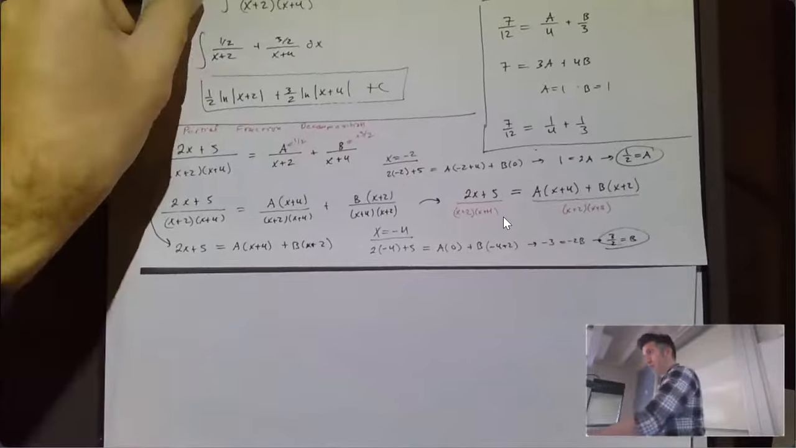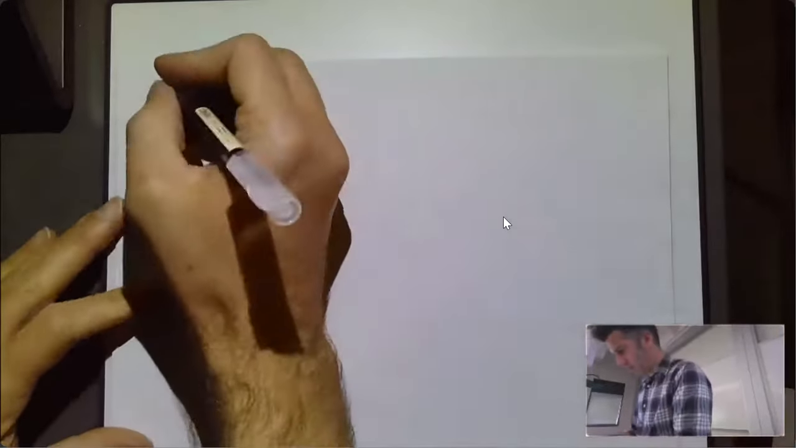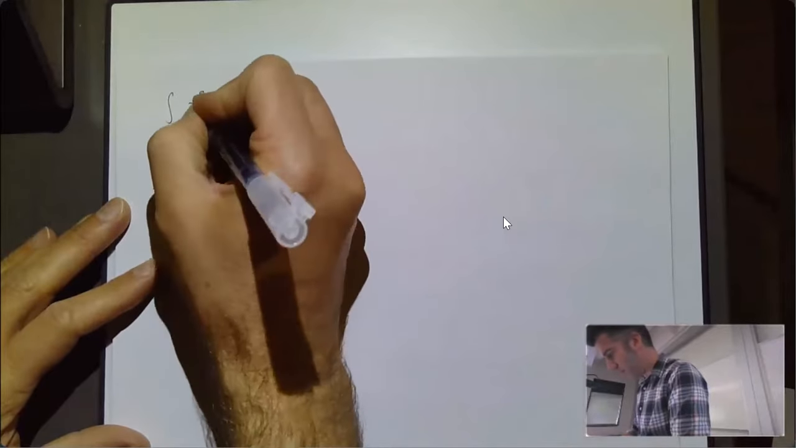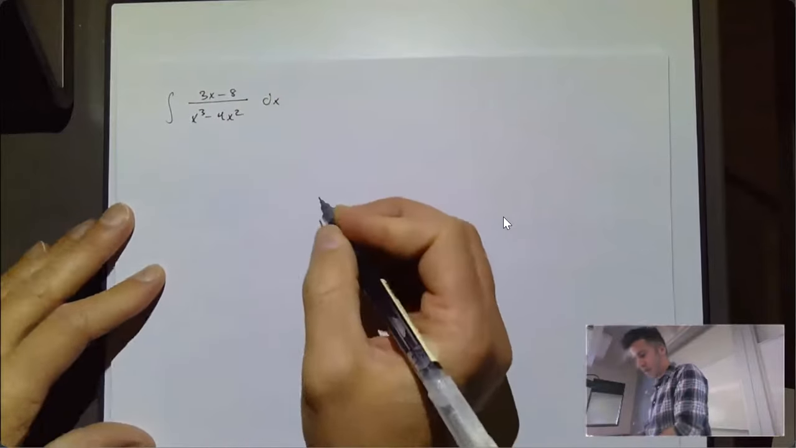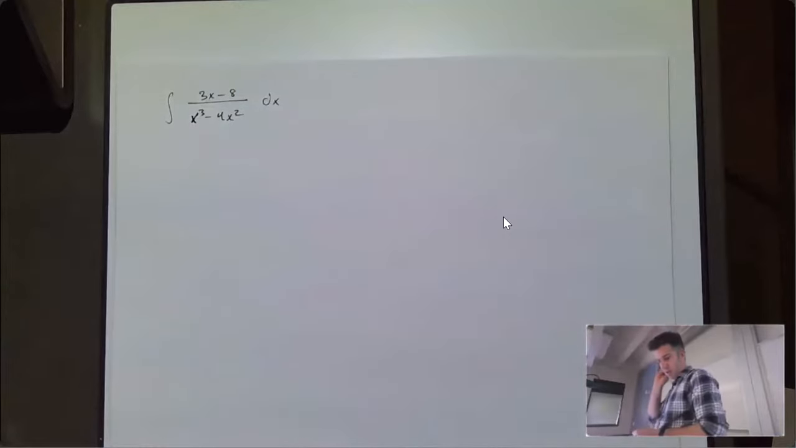So what do I got here? I have the integral of 3x minus 8 over x cubed minus 4x squared dx. And I'll just point out a u sub does not seem like a good choice here.